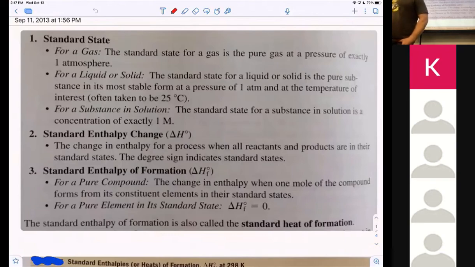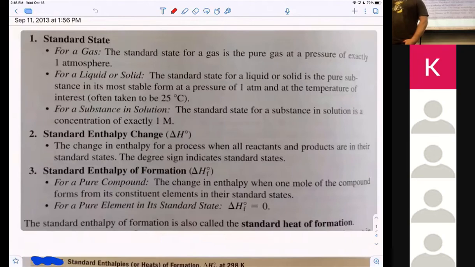And for us, our standard state for a gas is the pure gas at a pressure of 1 atmosphere. For a liquid or solid, the standard state is the pure substance in its most stable form at 1 atmosphere pressure and a temperature of interest, usually 25 degrees Celsius. And for a solution, it is a concentration of 1 molar.